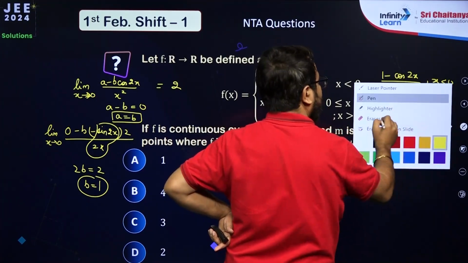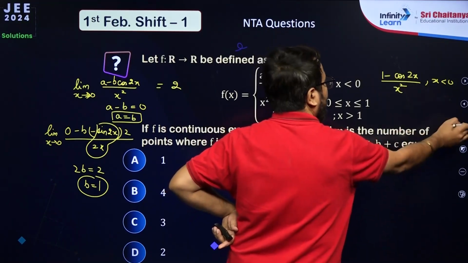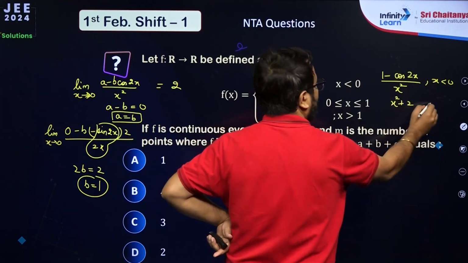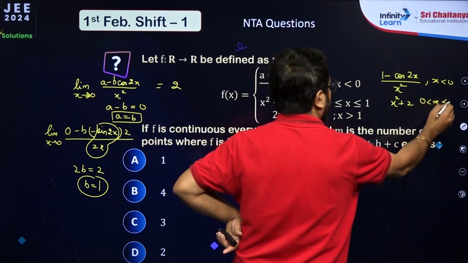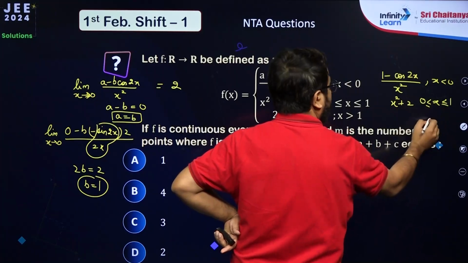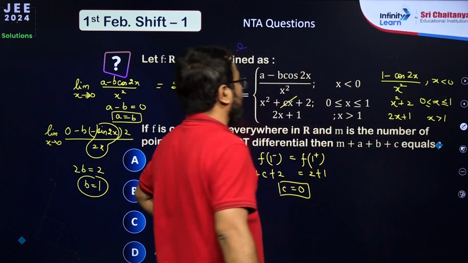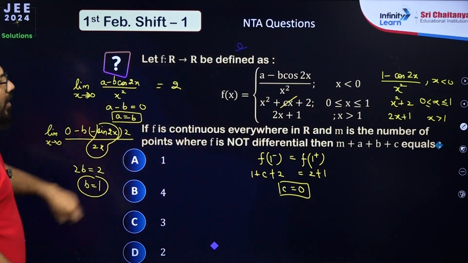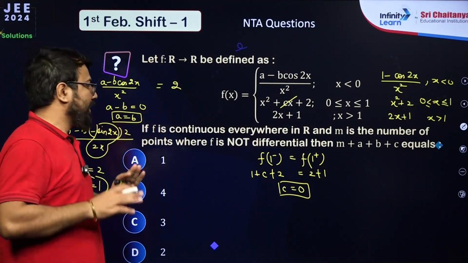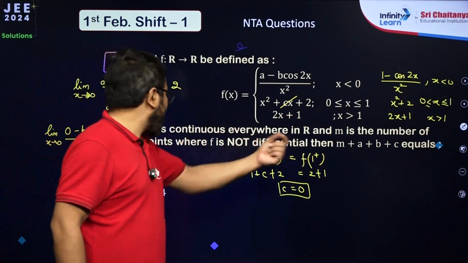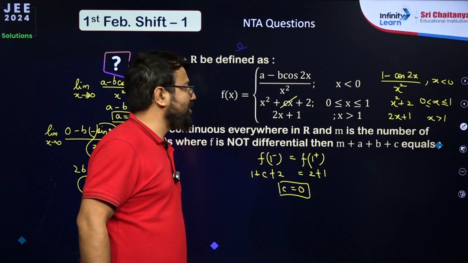So when x is less than 0, we are getting this expression. Now here we are getting x square plus 2 for x between 0 and 1, and for x greater than 1, it is 2x plus 1. I hope you are able to understand how we have written the values of f of x. If this has been clear to you, then m is the number of points where f is not differentiable.